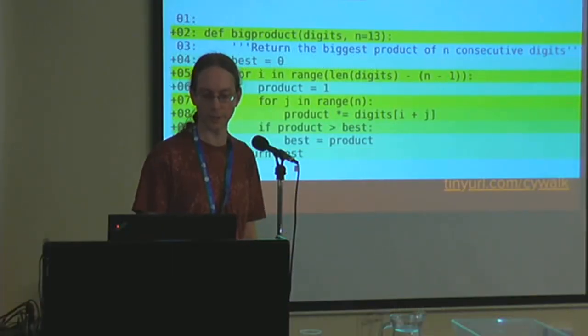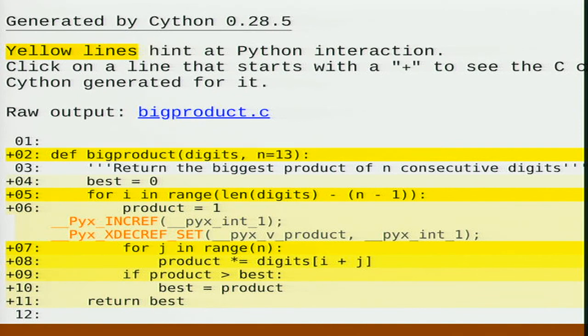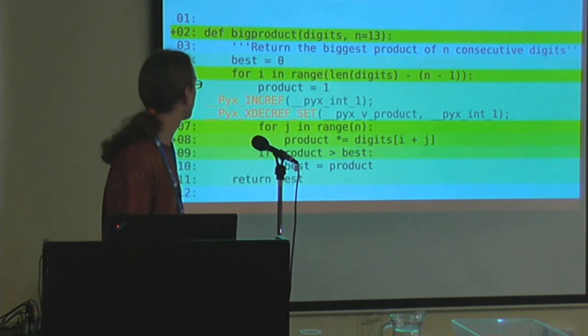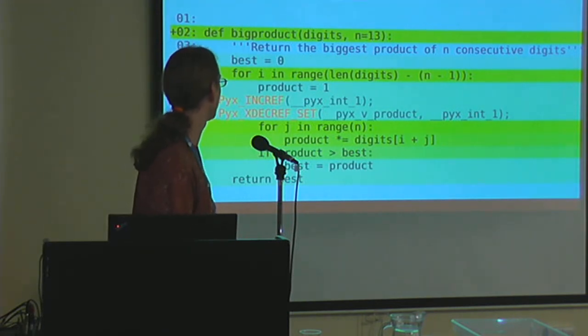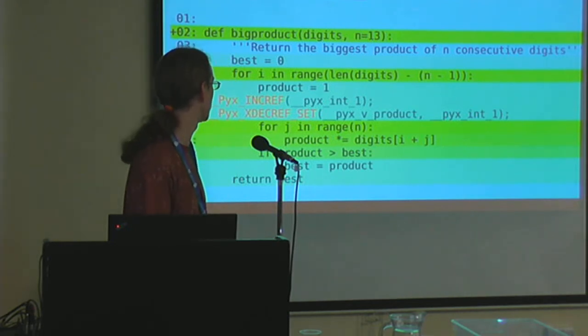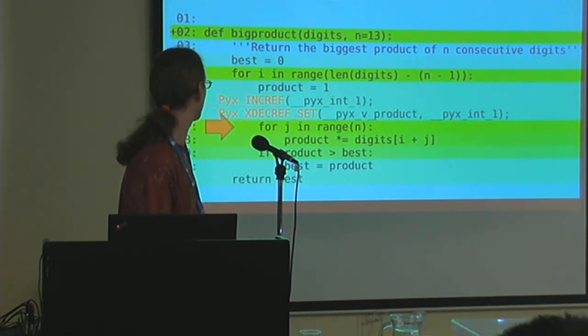And you can click on each of these lines. So if we take one of the lighter yellow lines as an example, and click on product equals 1, it expands out into what the equivalent C is. And this is C that would literally be in that compiled Cythonized file. So it's taken the object in Python that represents the integer number 1, because everything in Python is an object. It's incrementing the reference count for it, because Python uses reference counting for the most part for deletions and so on. And then it assigns it to the object that we have called product. So that's what a simple line does.